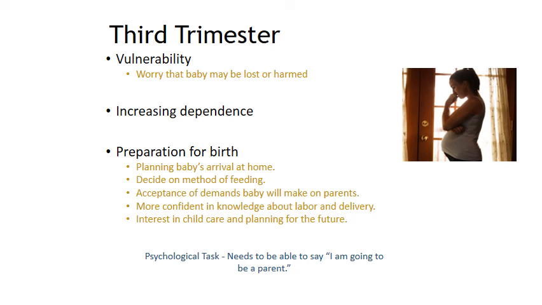During the third trimester, they worry about the baby maybe being lost or harmed. Vulnerability is what they worry about. They have increasing dependence. You'll see that they're willing to accept people's help more. They might not want to go alone to some things that they used to go to alone, or go places by themselves. The maternal psychological pregnancy adaptation in the third trimester is to be able to say, I'm going to be a mother, or I'm going to be a parent. Of course, they have nightmares about protecting their baby because they want to protect their baby. They need reassurance from the partner.